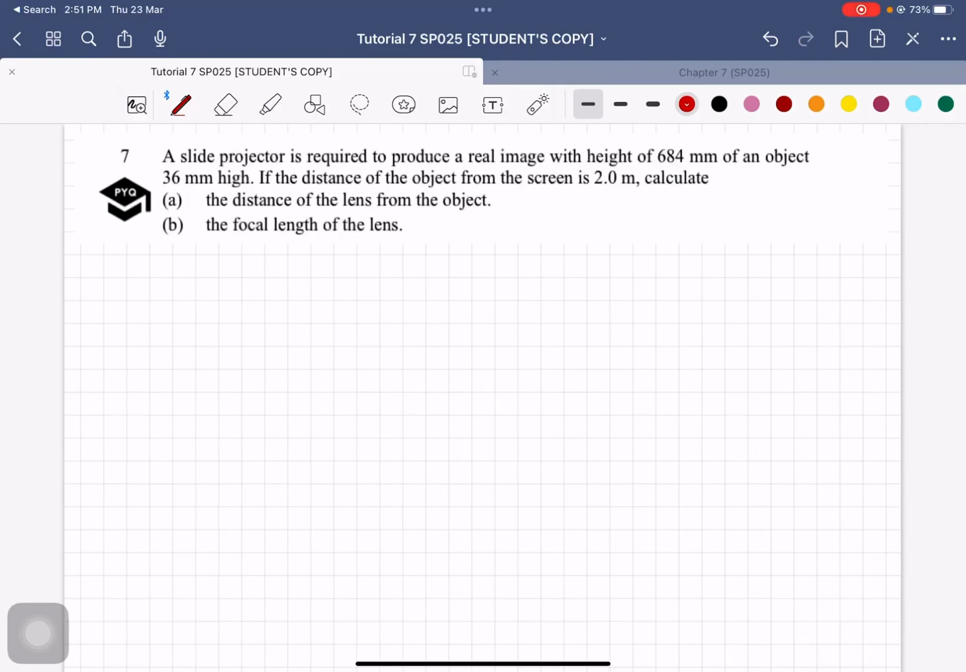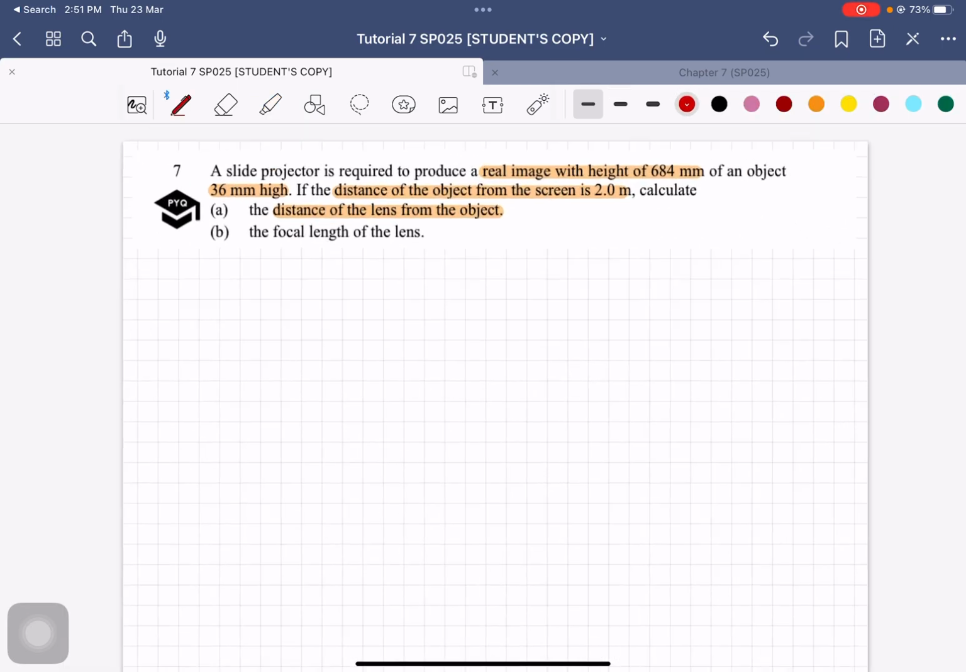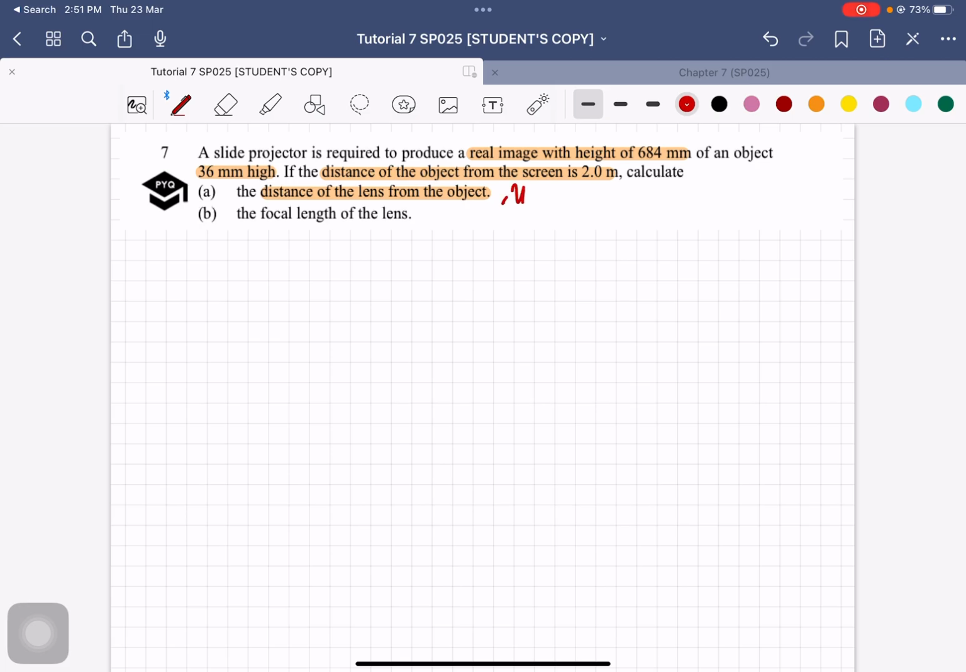Question 7, which is a past year question. A slide projector is required to produce a real image with height 684 mm of an object 36 mm high. If the distance of the object from the screen is 2 meters, calculate the distance of the lens from the object. So this is asking for u. And then lastly, the focal length of the lens.